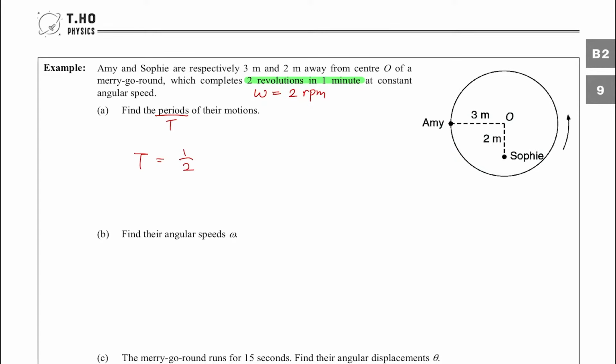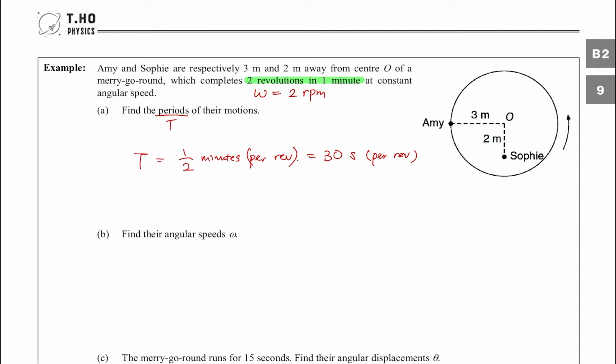You can do the calculation. Period is equal to 1/2 minutes per revolution. So 1/2 minutes, of course, we have to change it into standard unit. We are talking about 30 seconds per revolution. Okay, so this is the period of Amy and Sophie respectively.